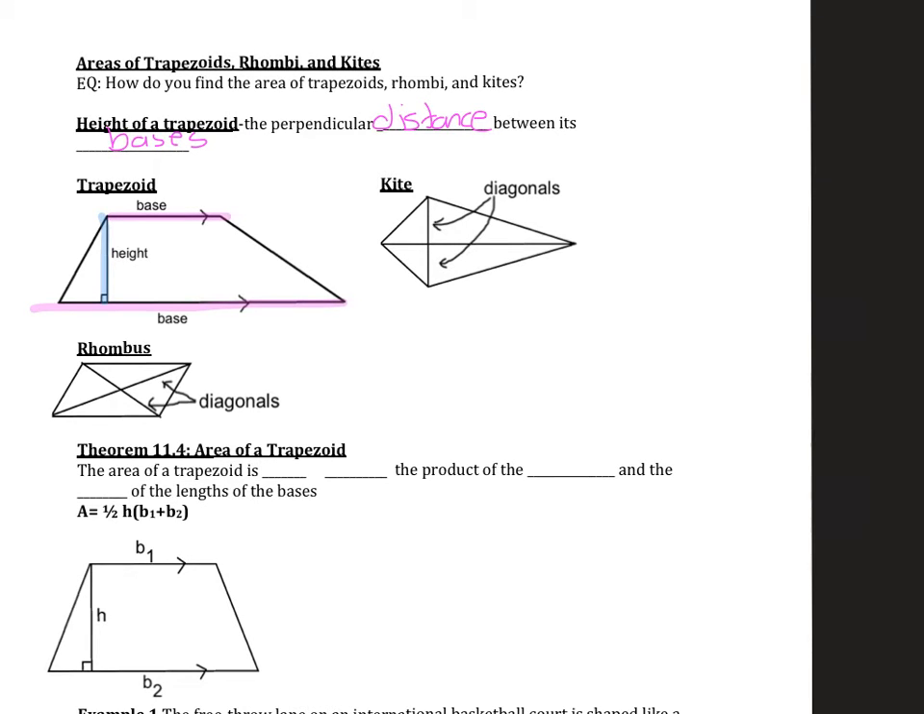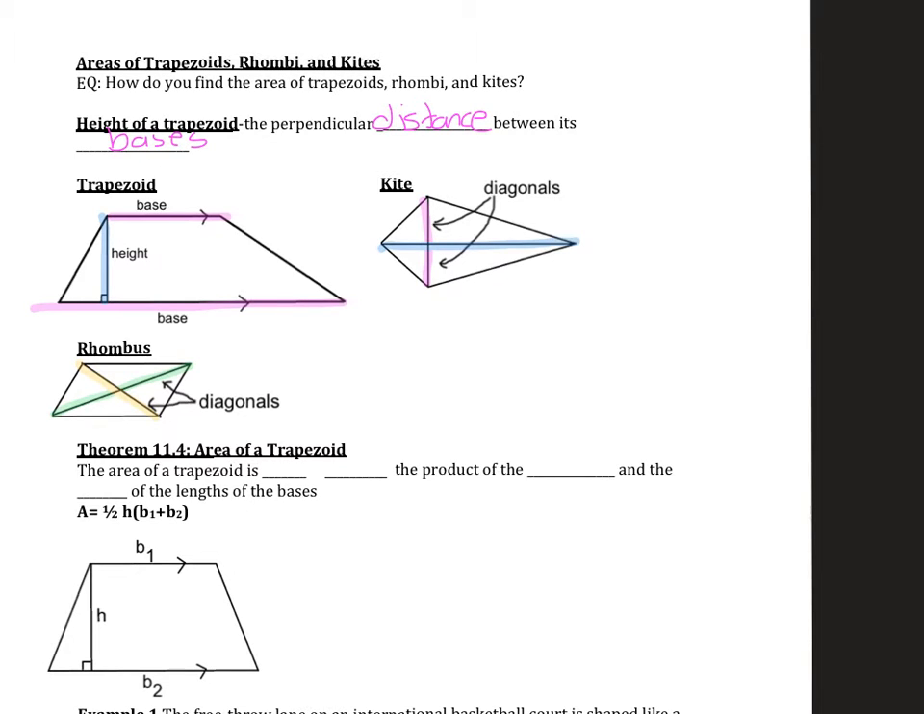When we get into kites and rhombi, we're going to have to pay attention to the diagonals. So I'll go over that quick. So the diagonals, remember, are the segments that join non-adjacent vertices. Same in a rhombus. So the diagonals join non-adjacent vertices. Okay. All right, moving back to trapezoid.